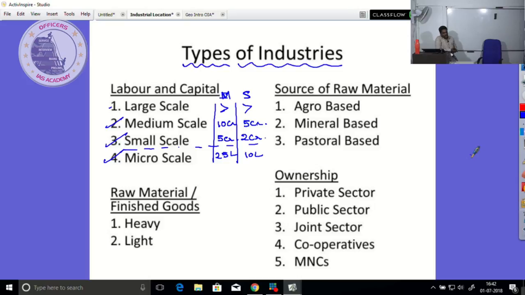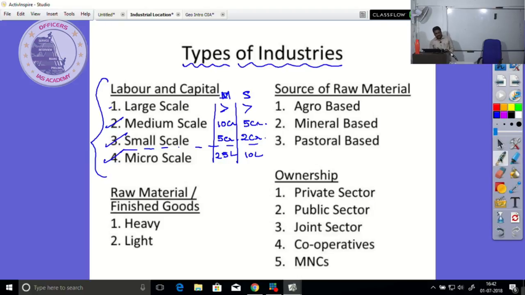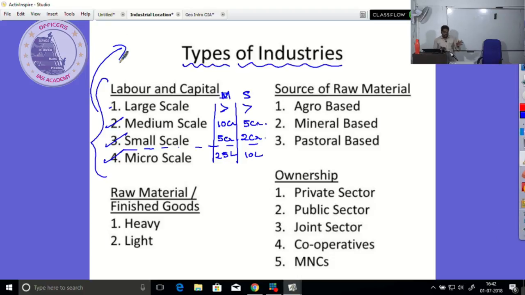This is the classification, and reading current affairs, you also know there is a recent proposal that the cabinet has approved. It has not become an act, only a proposal. If parliament passes it, it becomes an act. Just to add one point, what is the new proposal? It is not based on investment, it is based on turnover.